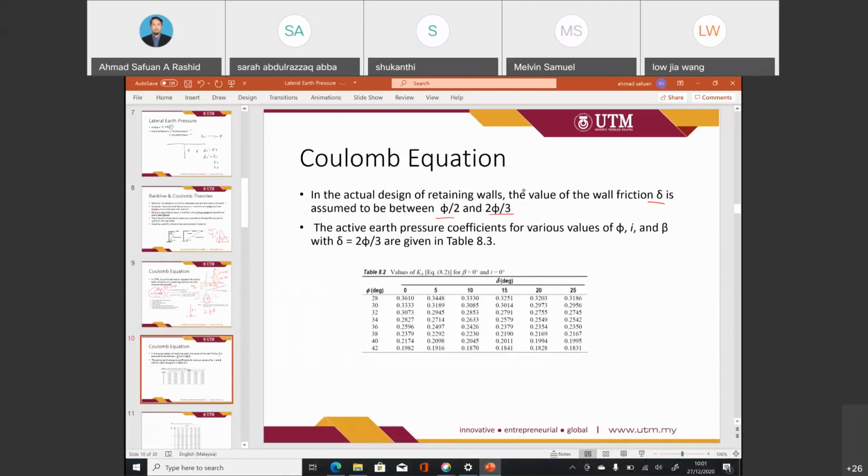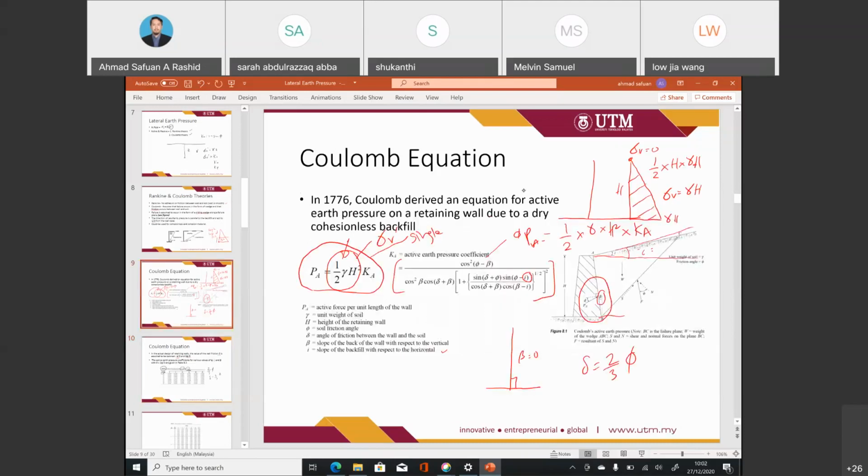For example, if we refer to Table 8.2, to determine the Ka we need to rely on this information. If beta is equal to 0 and i is equal to 0, we can estimate the Ka value based on the coefficient of phi, but the value of delta should be 2/3 of phi. Those are the rules for using Table 8.2. If the value of delta is not 2/3 of phi, we may use this equation.